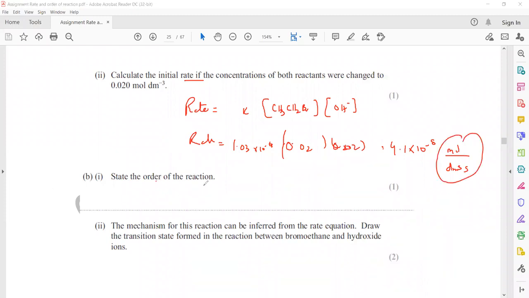State the order of this reaction. So this is which order reaction? The overall. Second. So it is a second order reaction overall, because it is first order with respect to bromoethane and first order with respect to OH. So overall it will be second order.